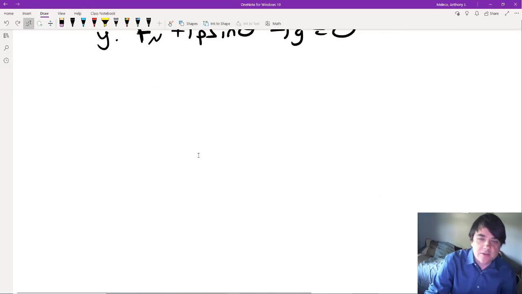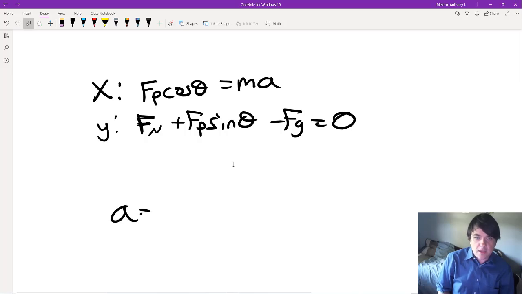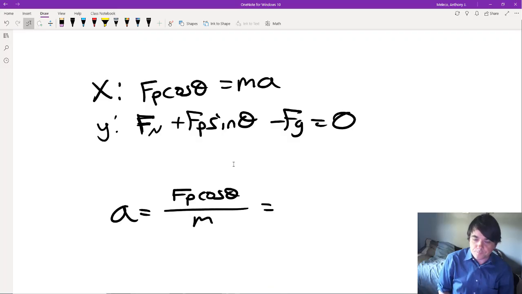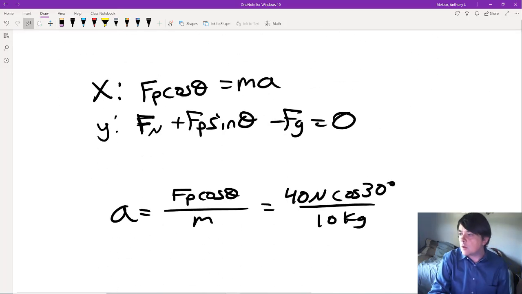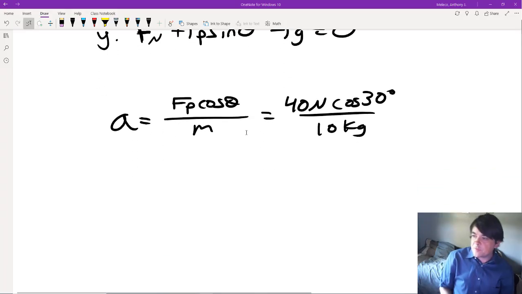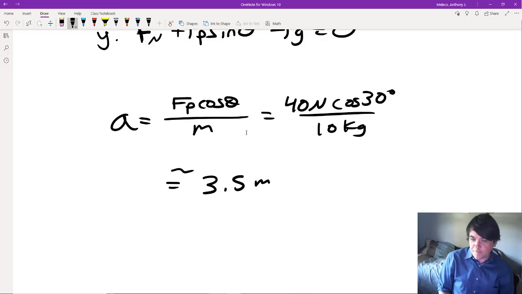Okay, so what do we want here? What is the acceleration of the box? Okay, cool. So a equals Fp cosine theta, we just divide by m. I think it was 40 newtons, cosine 30 degrees over 10 kilograms. And so what I get from this is roughly 3.5 meters per second squared. This guy was root 3 over 2, and that's about all I can do as far as simplifying this. You just got to plug in numbers.